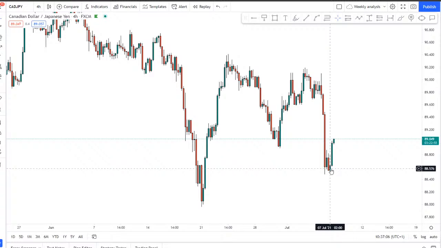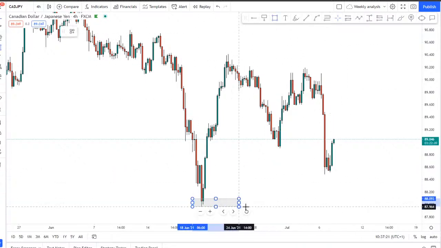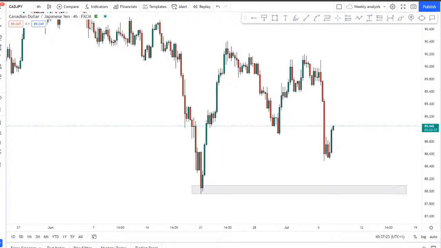But again, it's the same move, CAD-JPY, pound-JPY, both paired with the Japanese yen. So if you do see that strength come through this week for the Japanese yen, which we are seeing, then yeah, CAD-JPY, I do expect to see back at these lows. And same thing with pound-JPY as well.